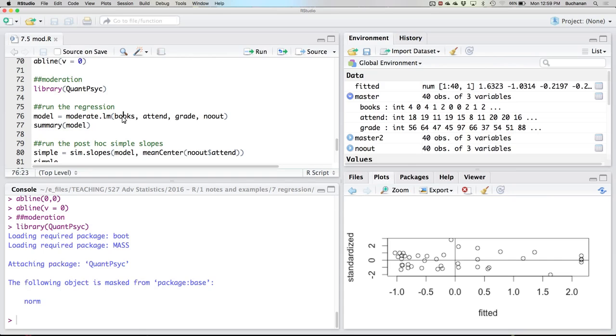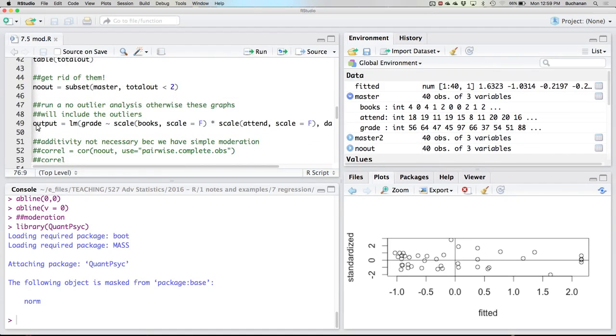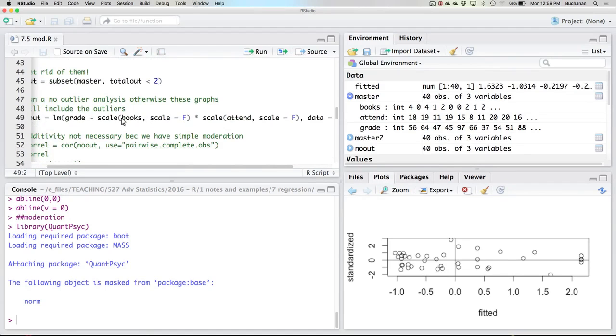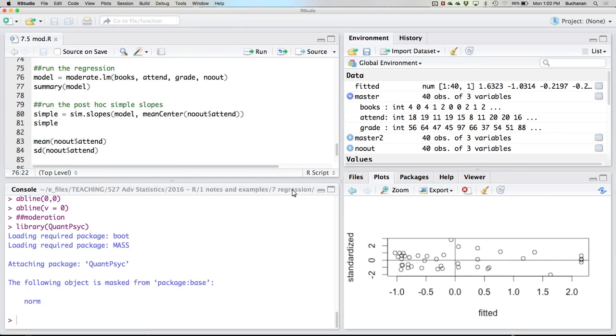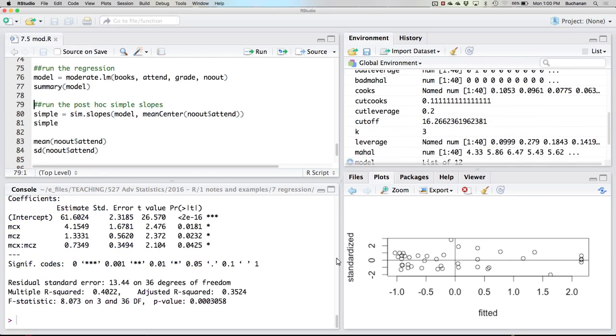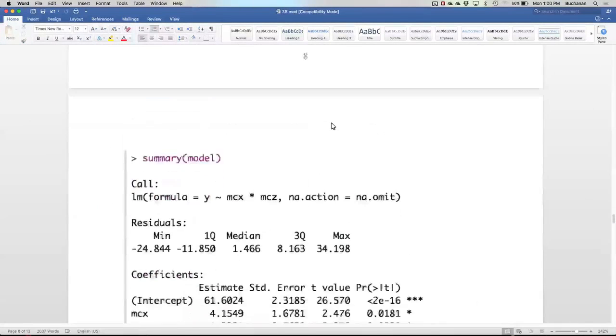Okay, so does that match? Books, attendance, grades, books, attendance, grades, sweet. So the code is moderate.lm. And what it does is it centers the variables and creates this same linear model, where attendance and books predict grades with the interaction, and they're scaled. But man, that's easier to type. Moderate.lm. We're going to save that as model, and then create a summary of it. I don't love the way it looks in the output, but it's not too horrible.